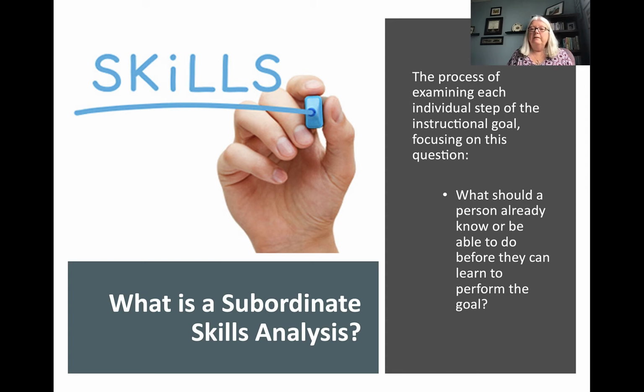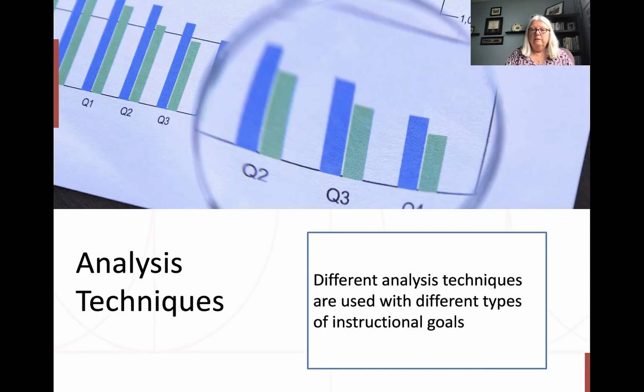So in the process of examining each individual step of the instructional goal, we focus on the question, what should a person already know or be able to do before they can learn to perform the goal? We use different analysis techniques with different types of goals. So we're going to look at how we would approach this if we have an attitudinal goal, a verbal goal, and so forth.